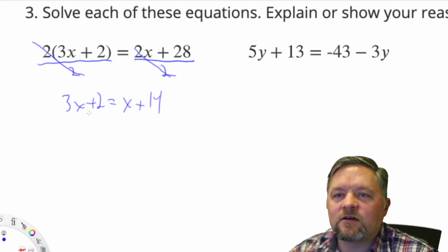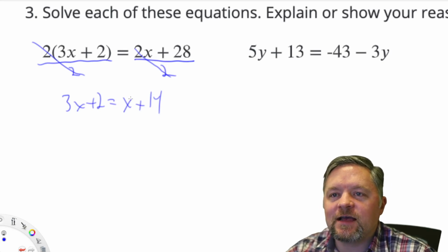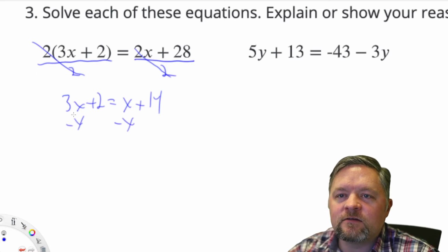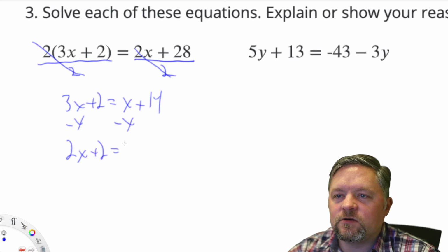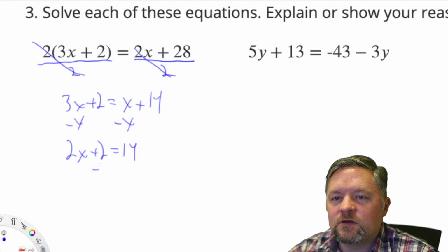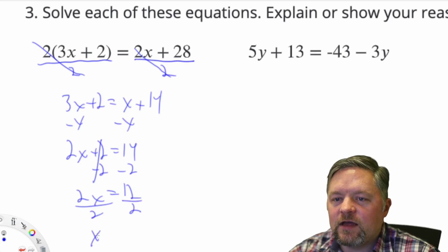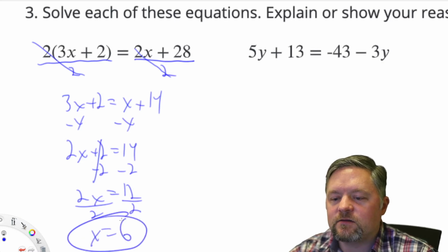Okay, now let's get all the x's on one side. Which side has less? This one. So let's get rid of an x. Do it to one side, we got to do it to the other. 3x subtract x is 2x plus 2 equals 14. Now what do I have to get rid of? This 2. Subtract 2, subtract 2. Those cancel. 2x equals 12. Divide by 2, divide by 2. x equals 6.